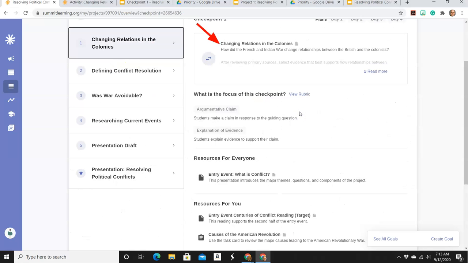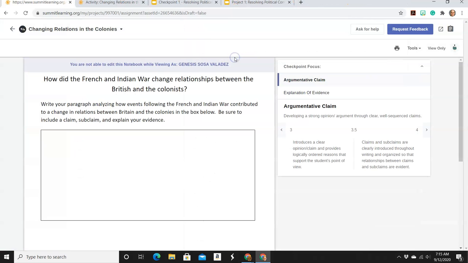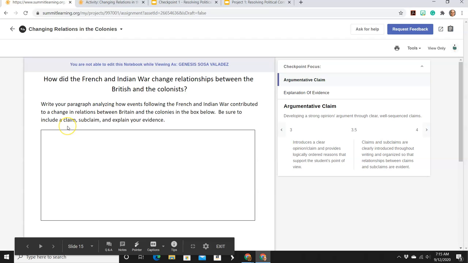So, guys, when you go into the project, and when you go to checkpoint 1, changing relations in the colonies, you look at the top of the screen. This is one way you can submit your final product for checkpoint 1 by clicking changing relations in the colonies. You click here, and it will take you to this page. In this box is where you're going to type in your response.